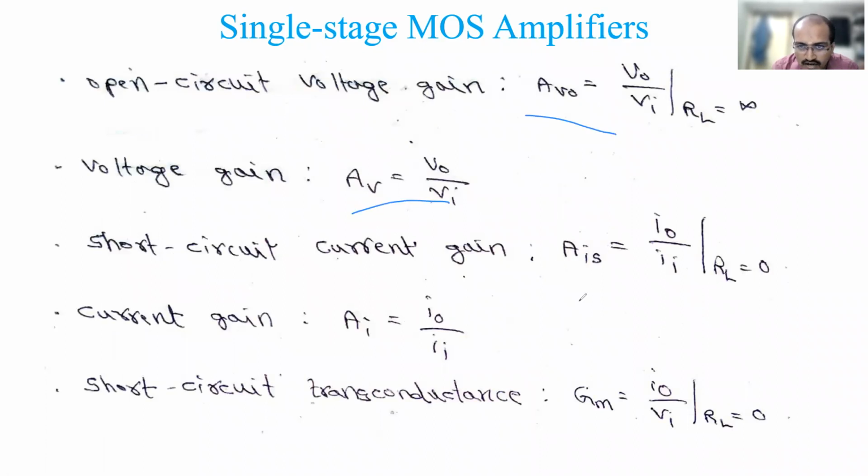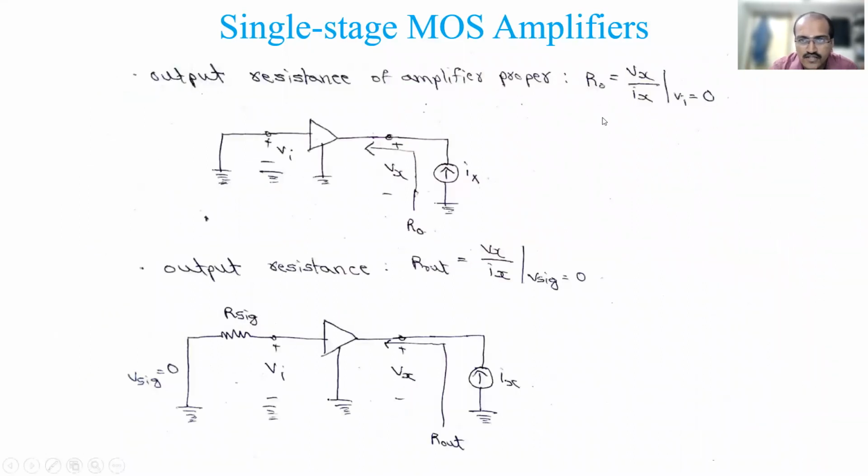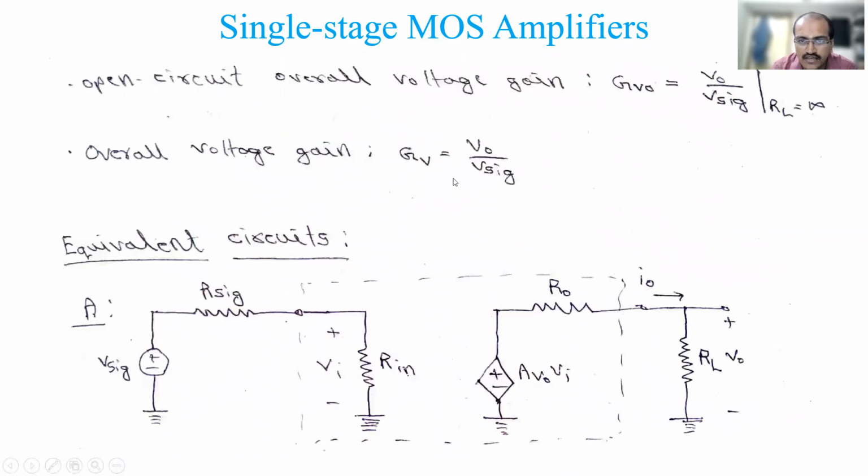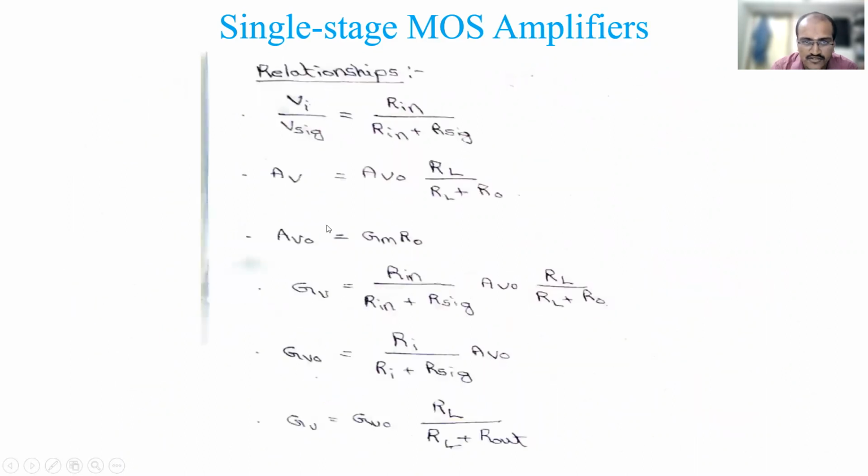AIS was not calculated. At last I have calculated it. This is also there in the parameters. AI calculated, GM calculated. So the same thing in the exam: they can tell you to just calculate all the transistor amplifier parameters, or they can give you any four of them, like AV, AI, AV naught. They can choose some parameters and give them like that also. Then this is RO, Rout, all this calculated, GVO, GV, everything calculated.